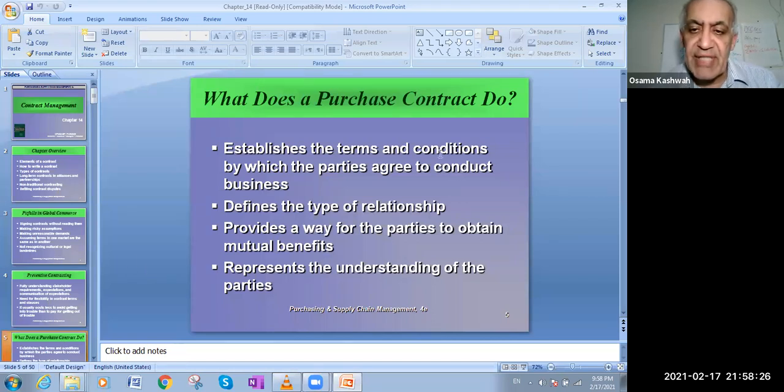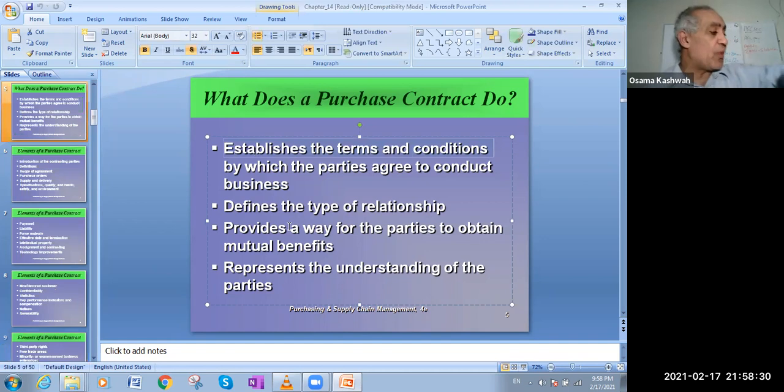It establishes the terms and the conditions so that everything will be clear from the start. Everyone will know what he has to do and what he ought not to do. It defines the types of relationship between the partners, provides a way for the parties to obtain mutual benefits, and represents the understanding of the parties. Those are the reasons why we do purchase contracts.